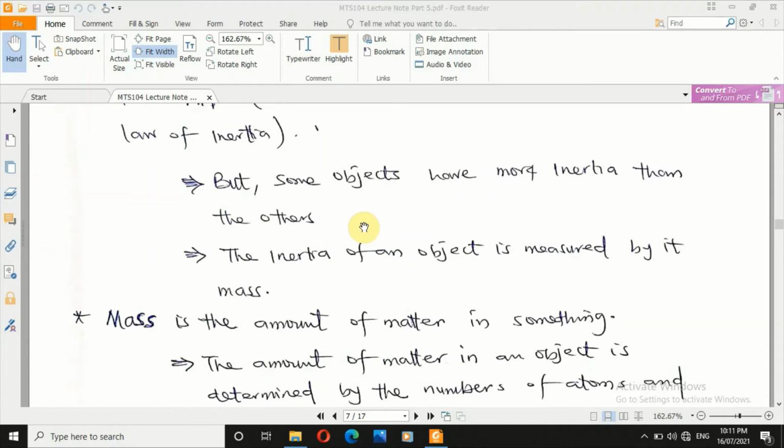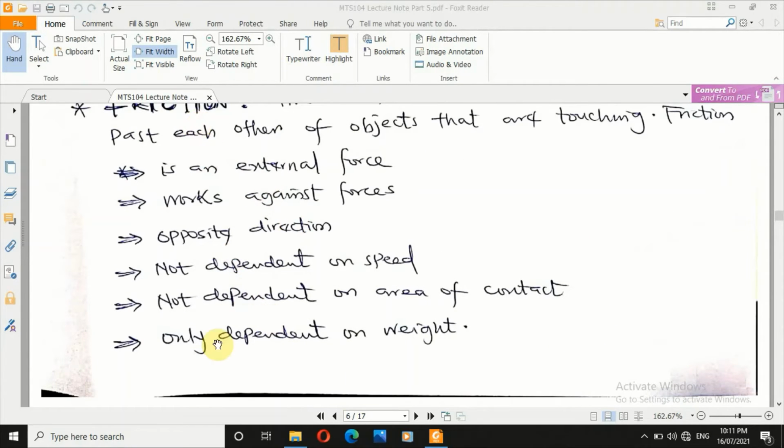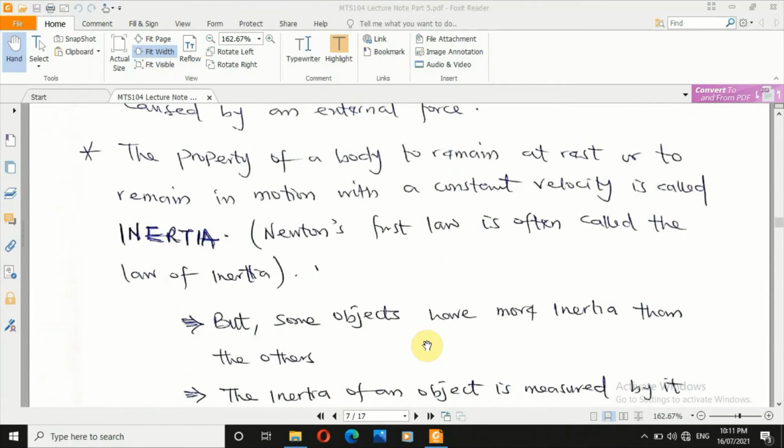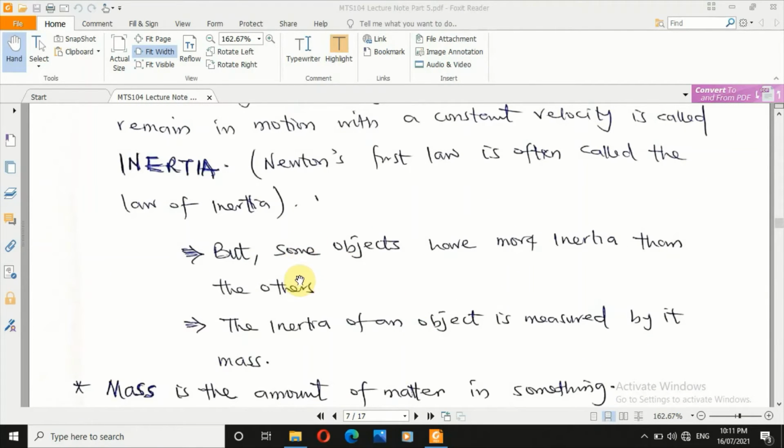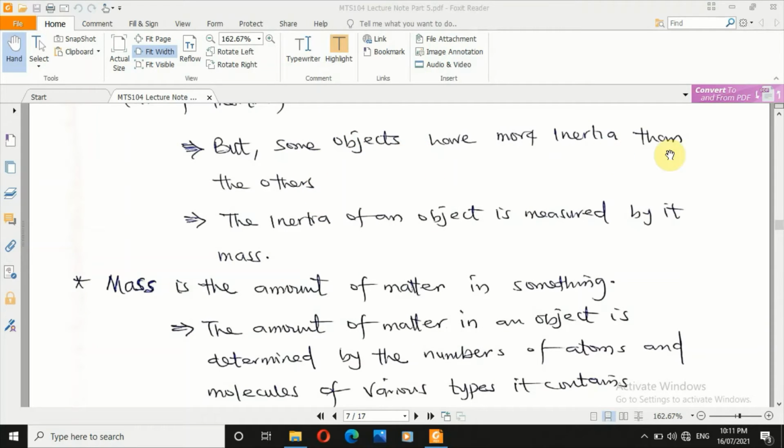Why? That is where the issue of mass comes in. Don't forget that I mentioned that friction is dependent on weight. So that means that some objects have more inertia than others, yes, because of their mass. And don't forget that weight has to do with mass. That was the reason why I was using mass, a boy of 50 kg and a boy of 5 kg. That is what it's talking about, the mass, which is in kg. So some objects will have more inertia than others because of the mass.